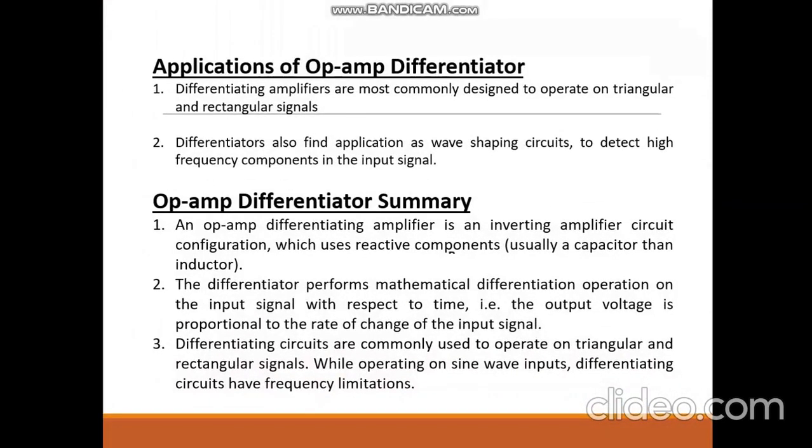Now let us see the applications of the differentiator. The main application of the differentiator is that it is commonly designed to operate on triangular and rectangular signals. Generally, differentiators are used as wave shaping circuits and to detect the high frequency components in the input signal, as this circuit is also called a high pass filter circuit.